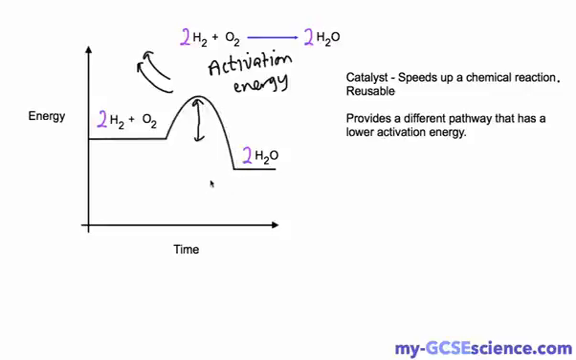Currently, if we add a catalyst to this reaction, what happens is we get a lower amount of energy that's required to start the reaction off, and therefore the reaction can go faster. Therefore it speeds up the chemical reaction, and you should be able to draw this extra pathway here when a catalyst is given or added to a reaction.